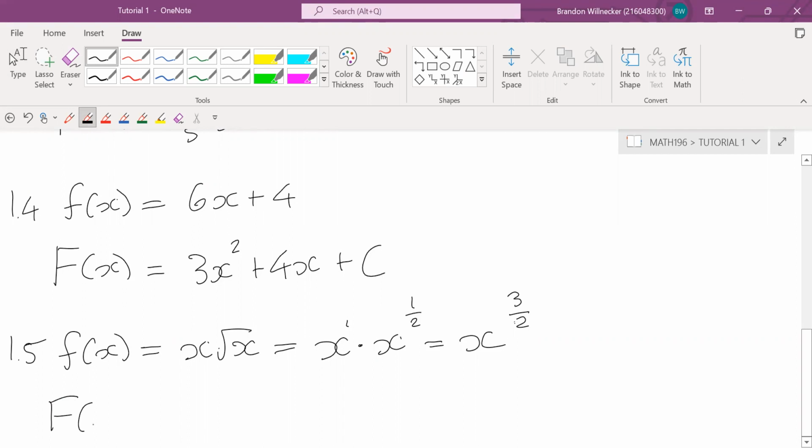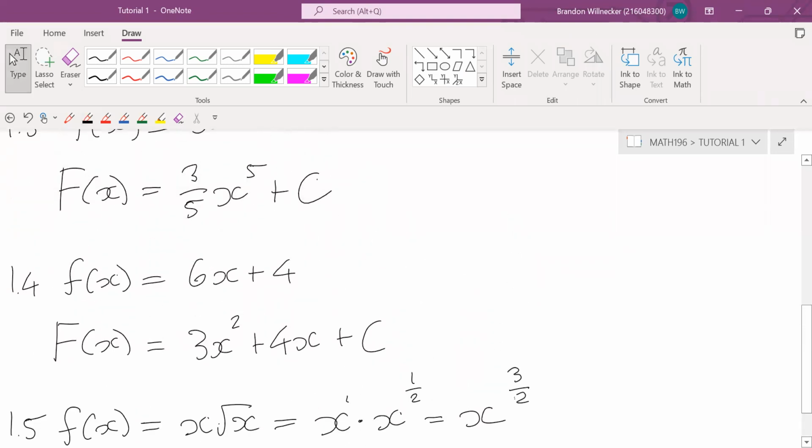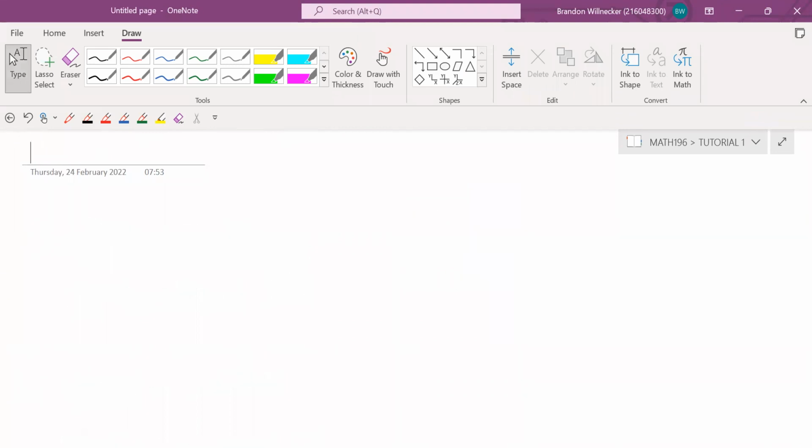So if we want to find the antiderivative, then the antiderivative capital F of x will be, well, we need to add 1 to the exponent to make it 5 over 2, then divide by 5 over 2, but that's the same thing as multiplying by 2/5. Then we have x to the 5 over 2, and don't forget the plus c. Okay, so that's all the antiderivatives from question 1. Let's take a look at the next question, question 2.